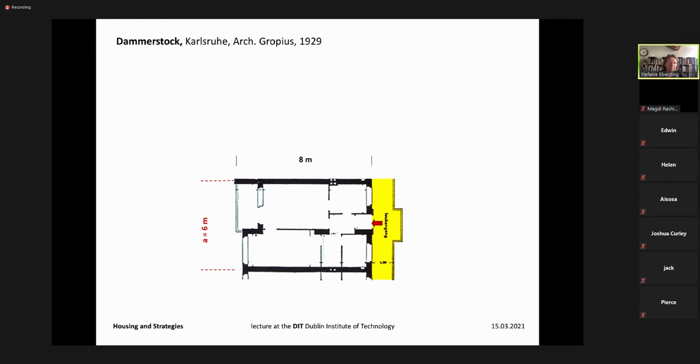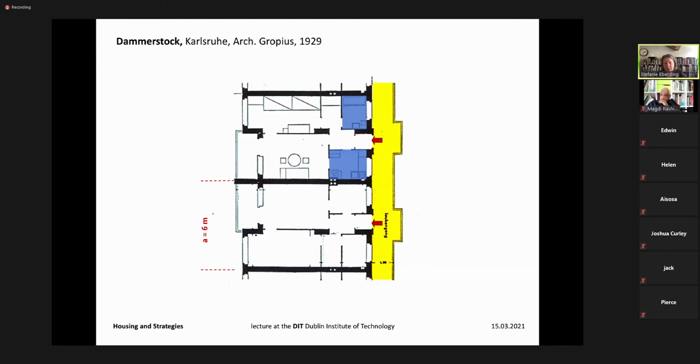For example, the Dammerstock in Karlsruhe by Gropius: each living unit is 6 meters wide and 8 meters deep. So we have the depth zones I showed you in the beginning. There is a repeating dimensioning, which is important. And you see the side rooms.